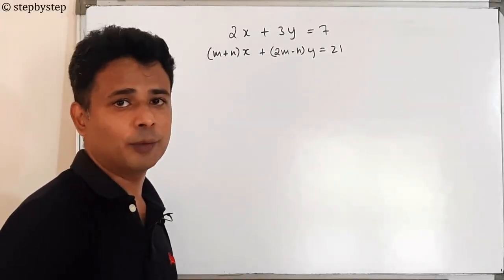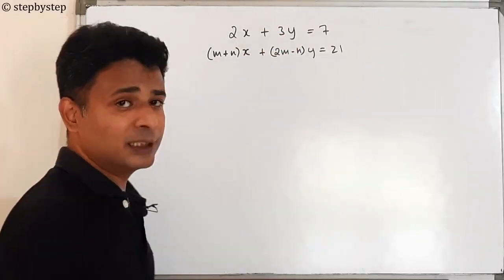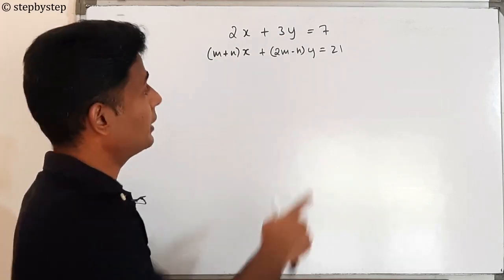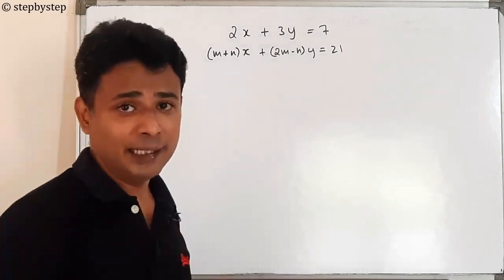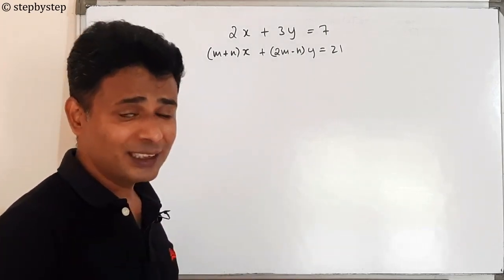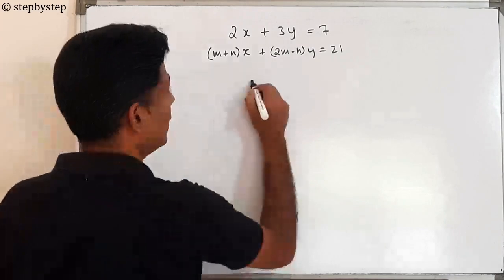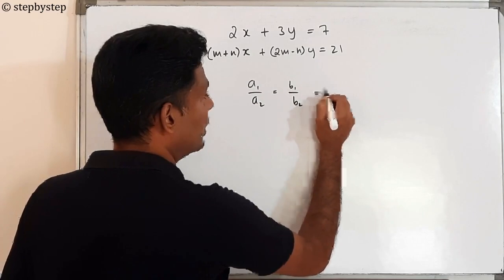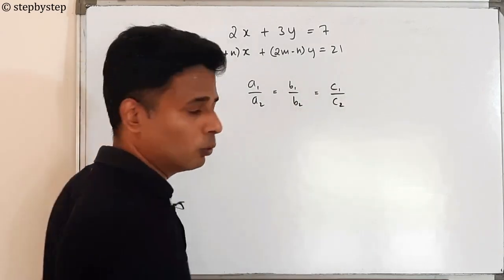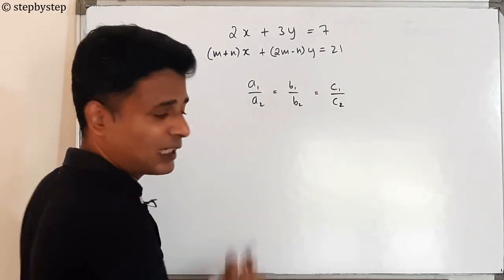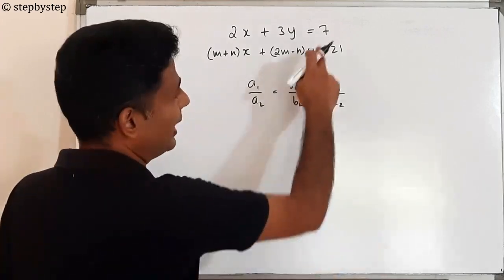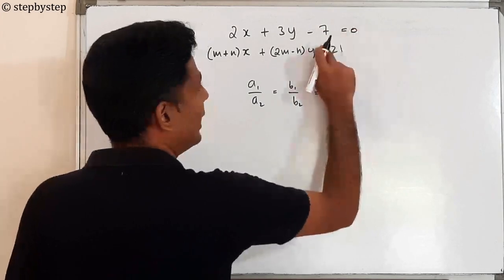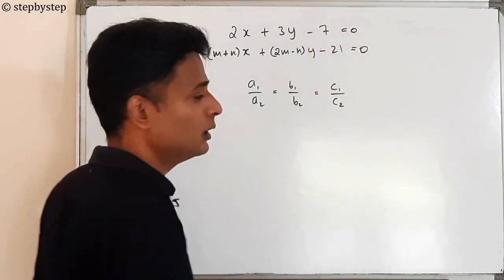Okay, now the fourth question from the test. They have given you these two equations and have asked you to find the values of M and N for which this system will have infinite solutions. What is the condition for infinite solutions? A1 by A2 equal to B1 by B2 equal to C1 by C2. That is what we'll use. Before that, again we have to transpose C. So it will become minus 7 equal to 0 and here it will become minus 21 equal to 0.